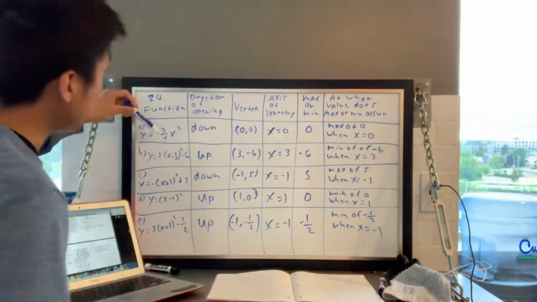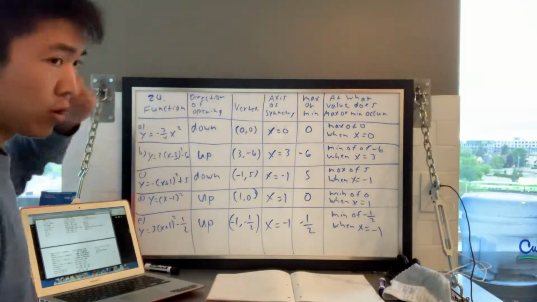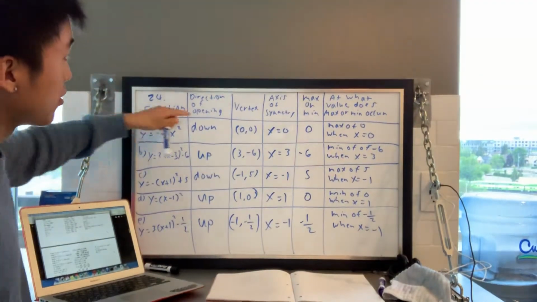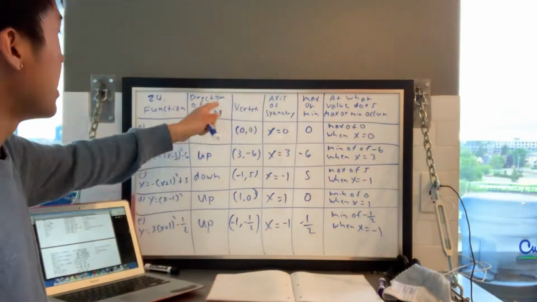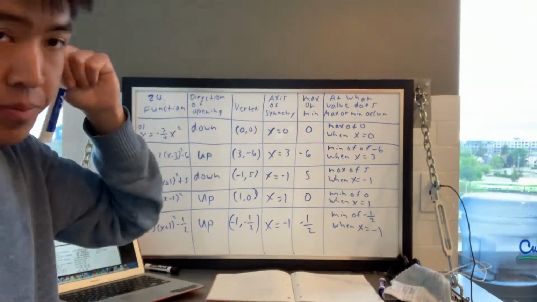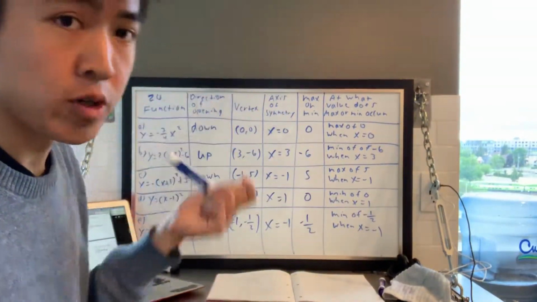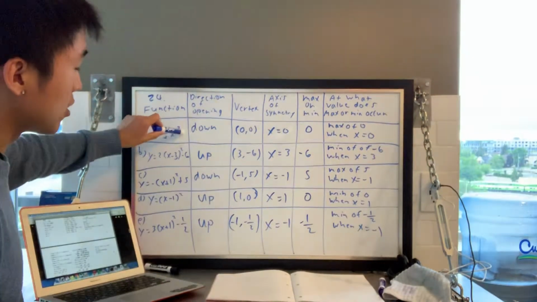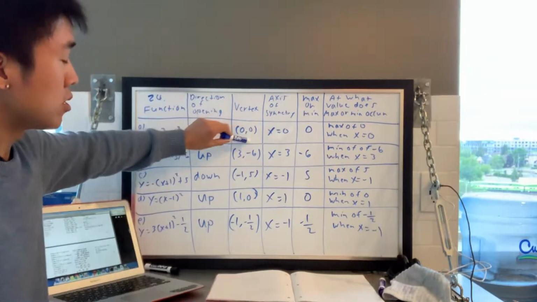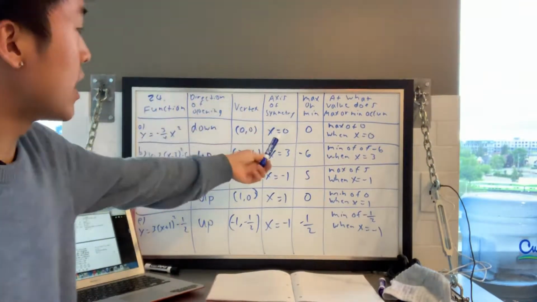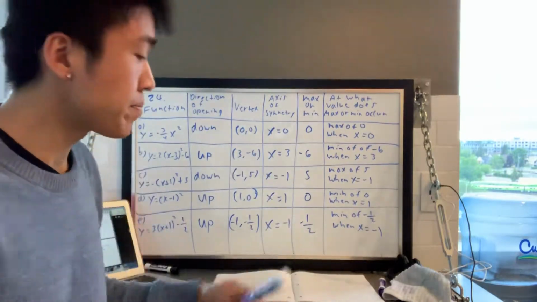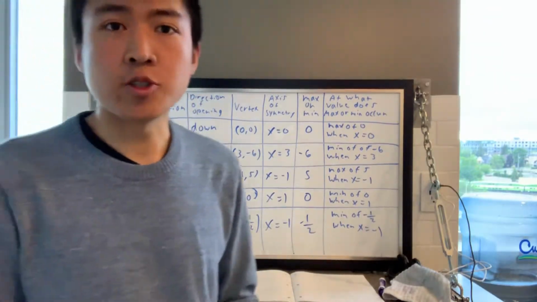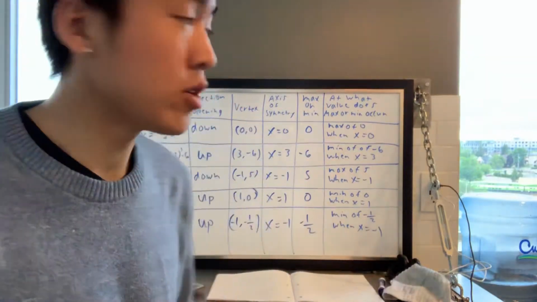So in this example, we have the A term as -3/4, okay? So that proves that it actually opens down. Now the vertex is 0, 0, because the vertex form is A times (x minus h) squared, plus k. There's no h term and no k term, so the vertex is 0, 0. And the axis of symmetry ends up being x equals 0, because the axis of symmetry is the x coordinate of the vertex.